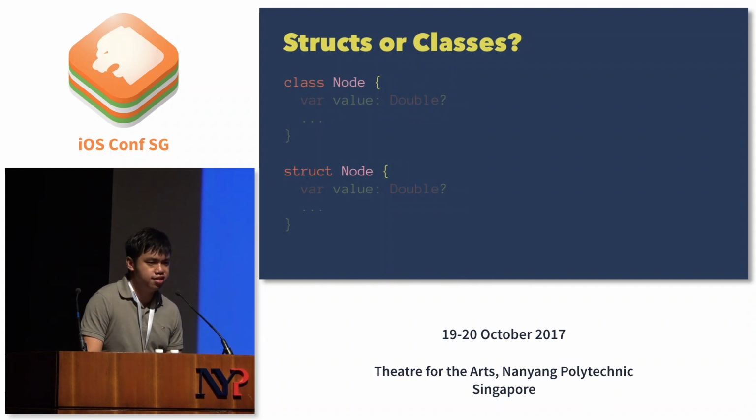Should we use structs or classes? Swift brings us a very rich type system, and we want to experiment using a value type to represent our data model because we can avoid shared mutable state. And that makes our code easier to reason about.